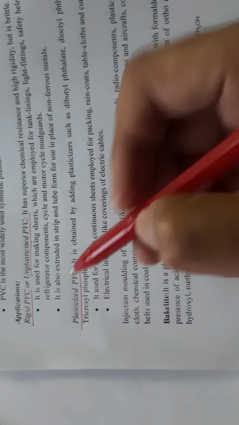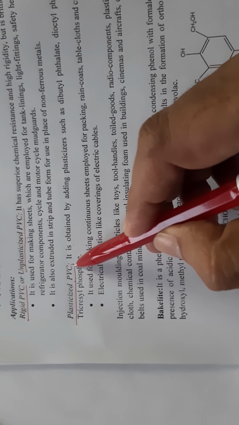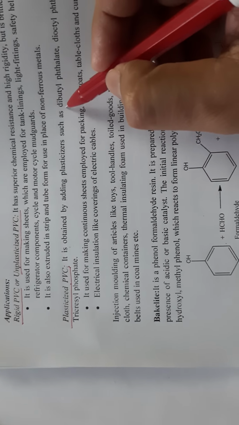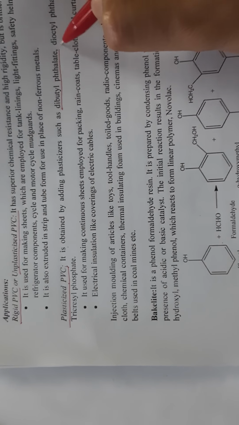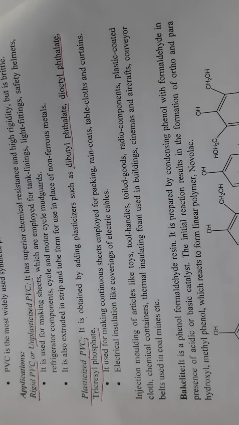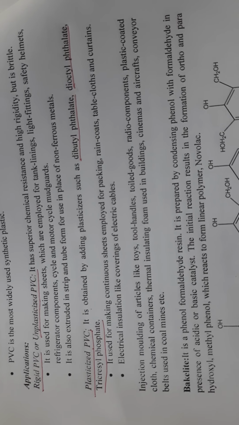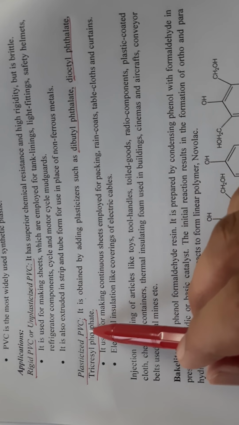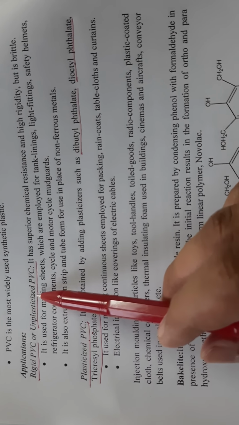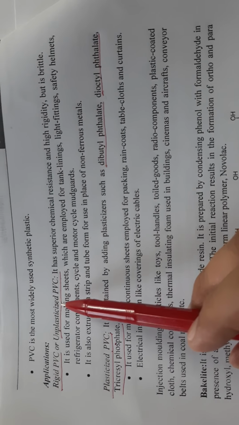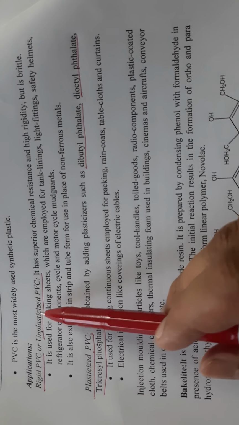The difference is in the plasticized polyvinyl chloride, where we are adding some plasticizers such as dibutyl phthalate, dioctyl phthalate, tricresyl phosphate. These are examples of some plasticizers. If we add plasticizers, then it will become plasticized PVC. If we are not adding, then it is unplasticized PVC. So in applications we have to write plasticized and unplasticized PVC.